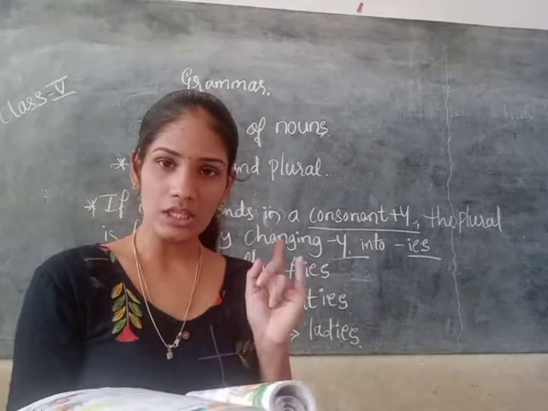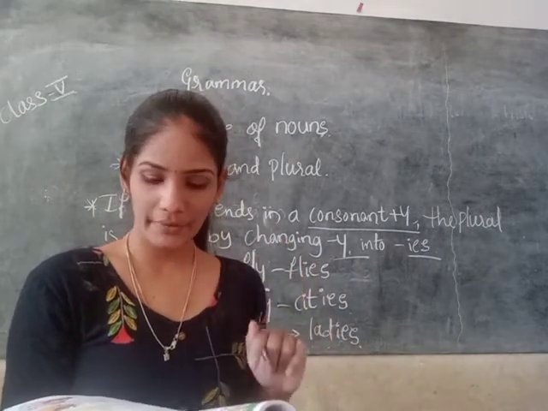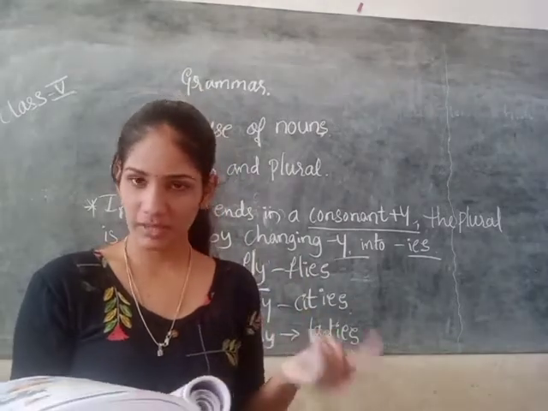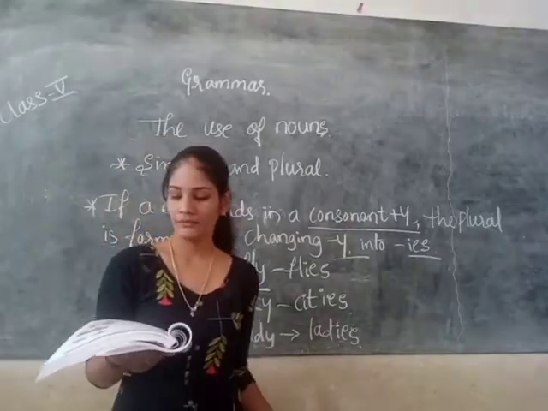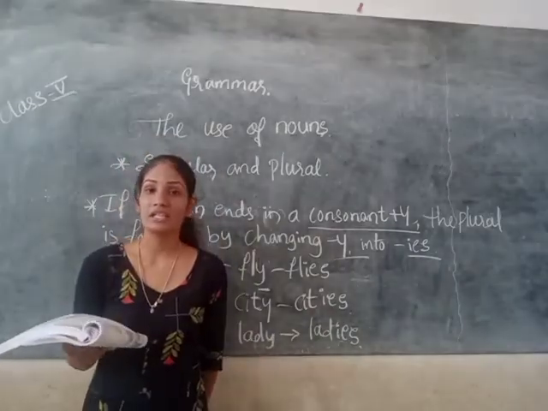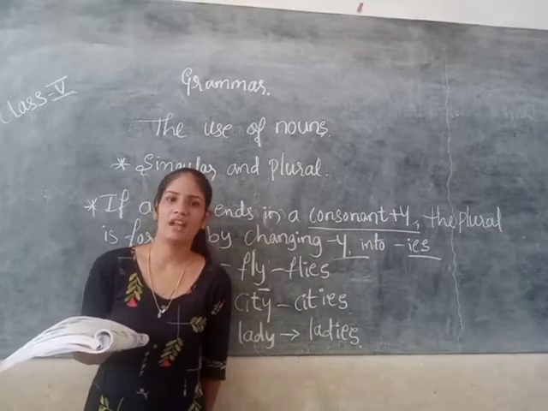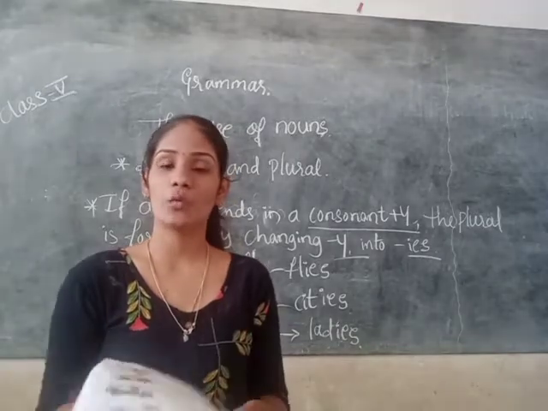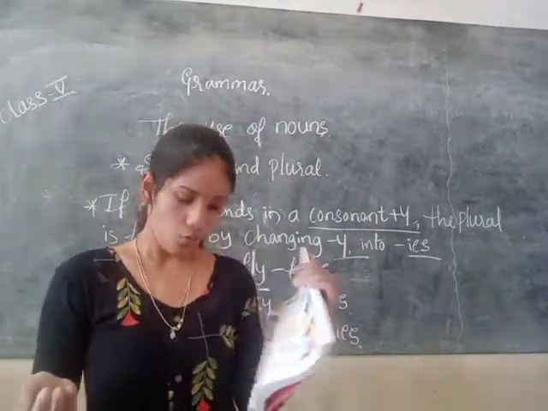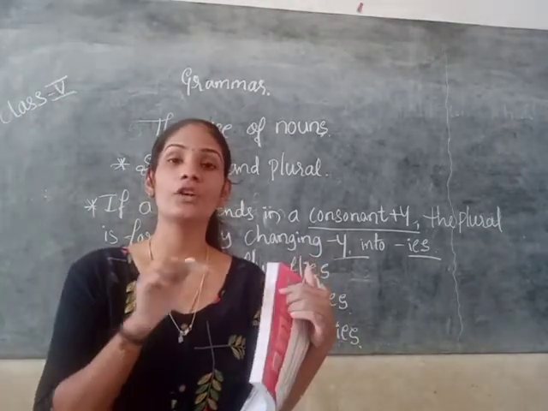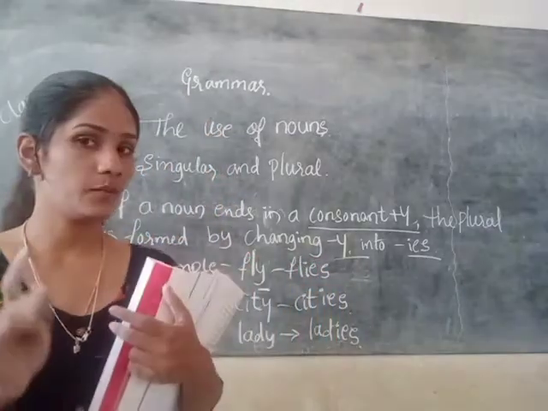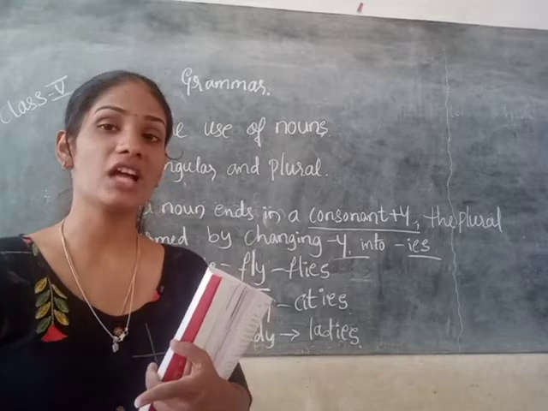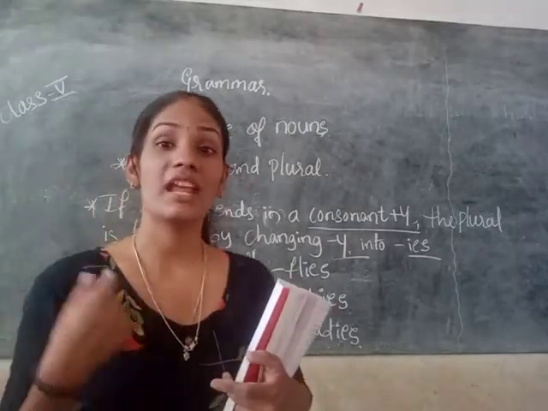See here: duty, duties. Baby, babies. Pony, ponies. Reply, replies. Army, armies. Family, families. Country, countries. All the words given end with consonant plus Y. So while making the plurals, we added IES in the place of Y. Okay, students, we came to know how to make plurals of nouns ending with consonant plus Y. So, let us move next.